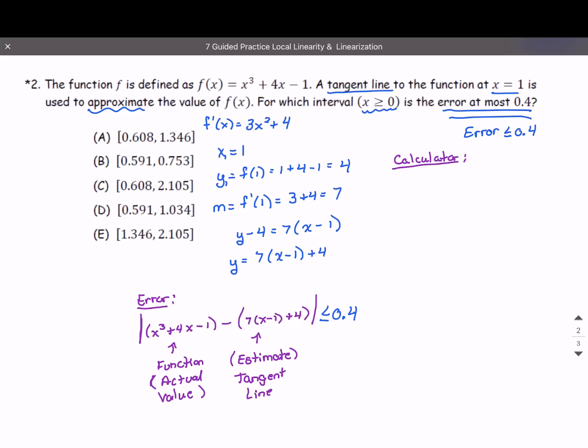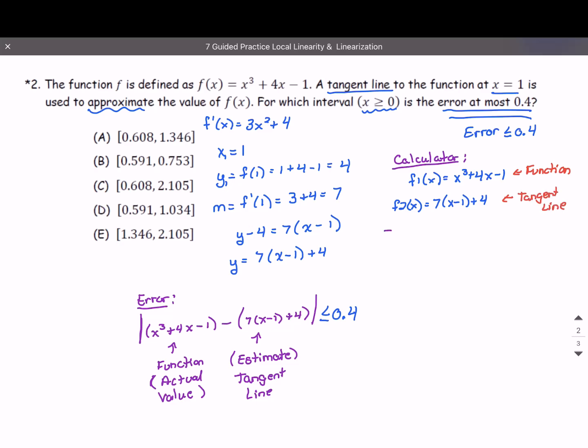We obviously need the function. So let's say in f1 of x, we're going to put the function, which is x cubed plus 4x minus 1. And I'm going to label that function. That way, when you look back, you'll be able to do this with a different function and tangent line. In f2 of x, we're going to put that tangent line, 7 times the quantity x minus 1 plus 4. That's our tangent line.